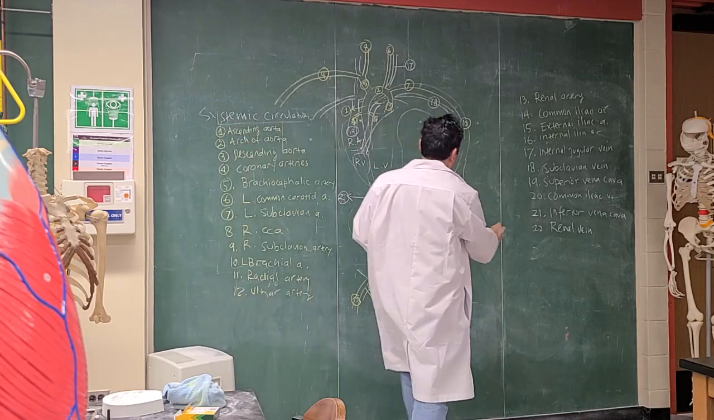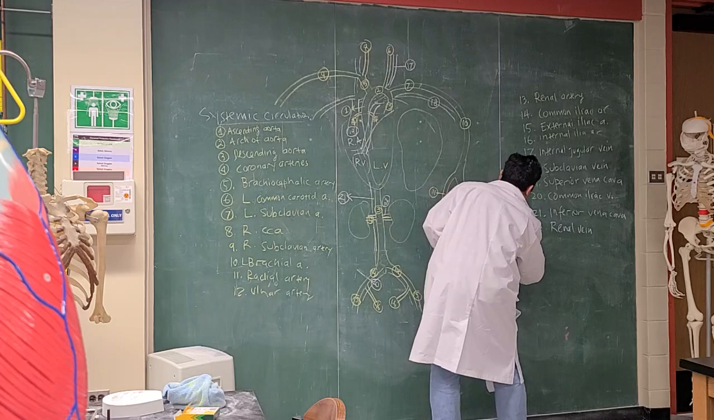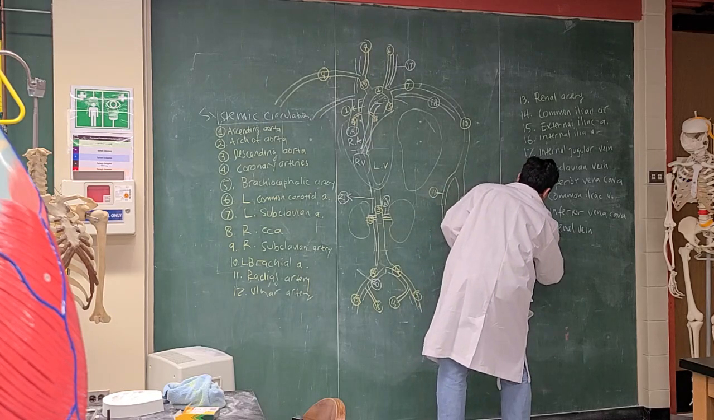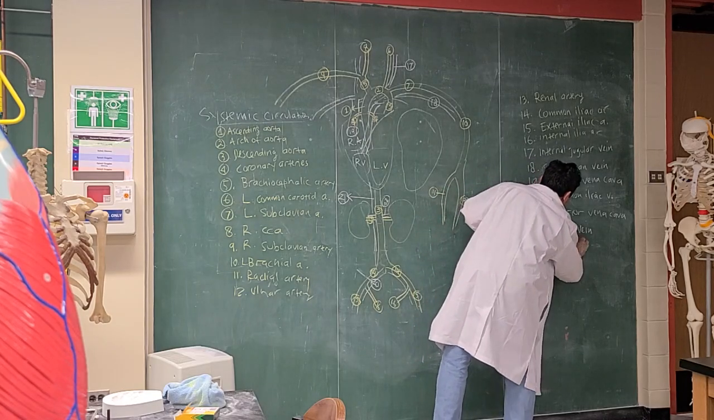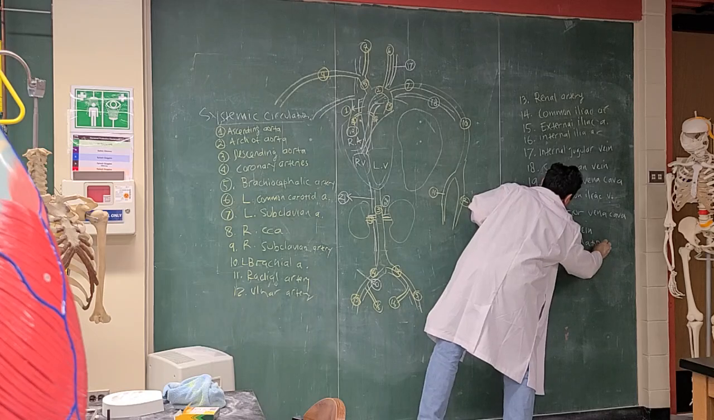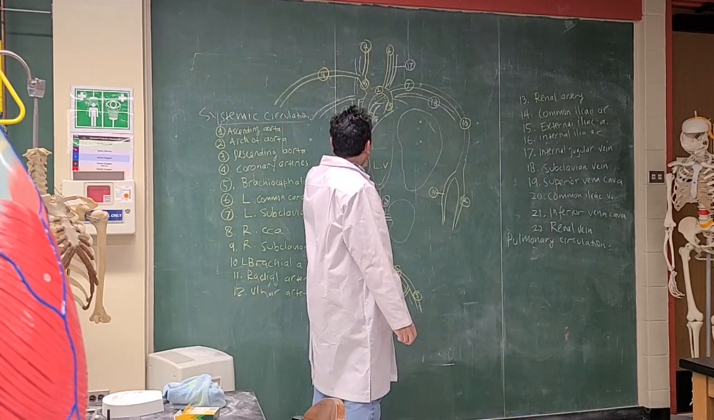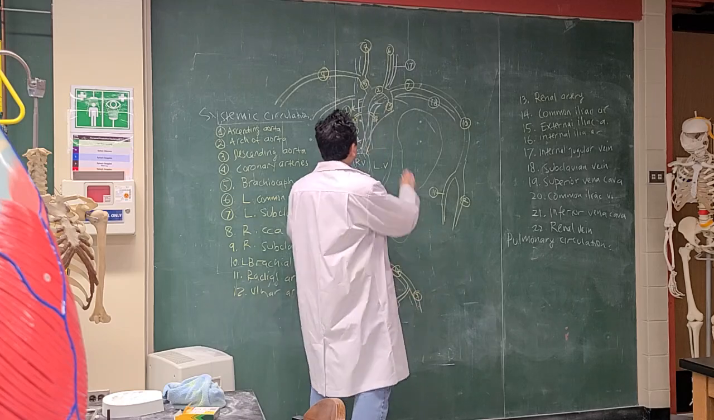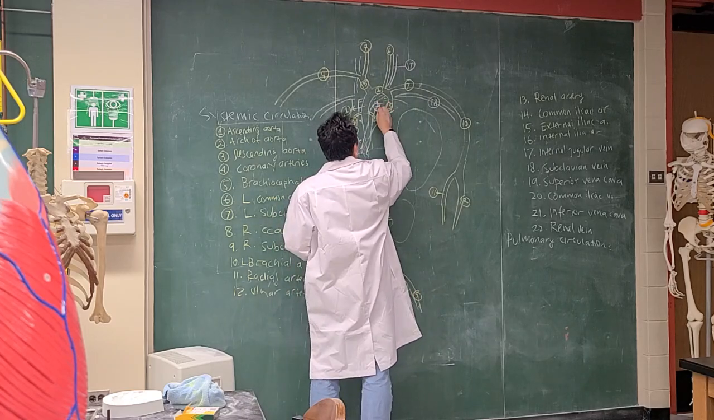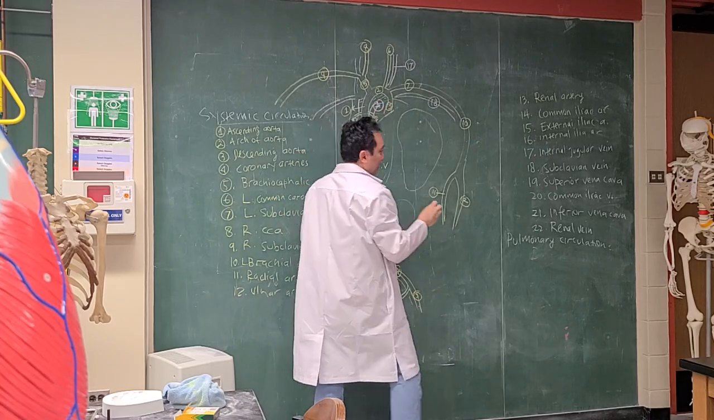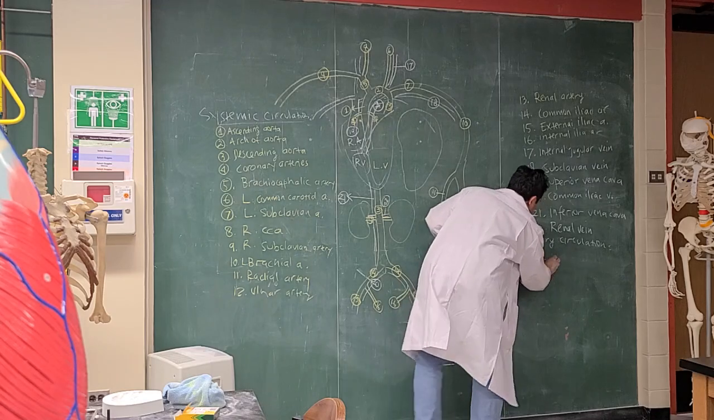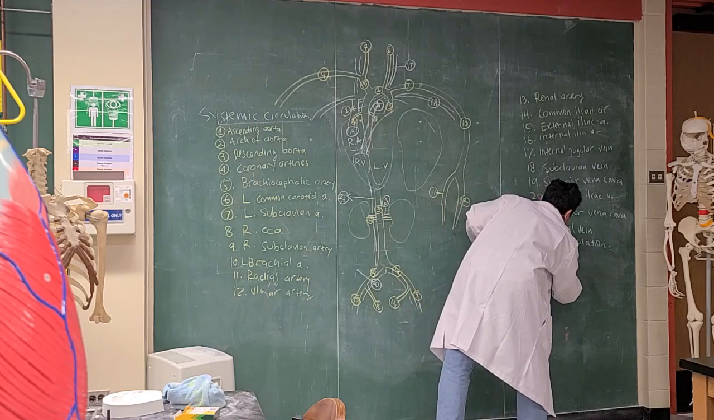Over here we're going to have pulmonary circulation. We're going to use letters. The one that comes out from the right ventricle, we're going to put A over here. So that A will be the pulmonary trunk.